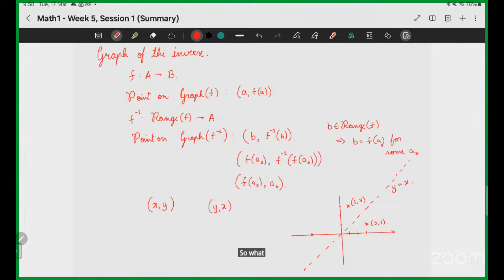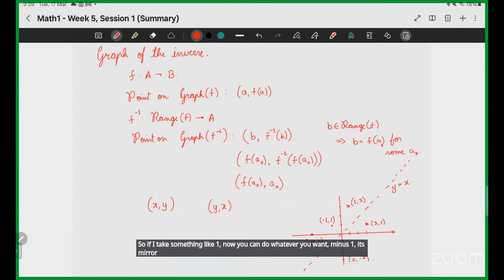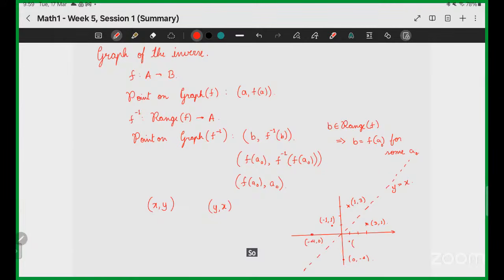So what happens if I take something like minus 4 comma 0? 0 comma minus 4, which happens to be the mirror image, right? If I take something like 1 comma minus 1, minus 1 comma 1, its mirror image is this. So the mirror is just y is equal to x. The line y is equal to x acts as the mirror. It's called the reflection about the line.